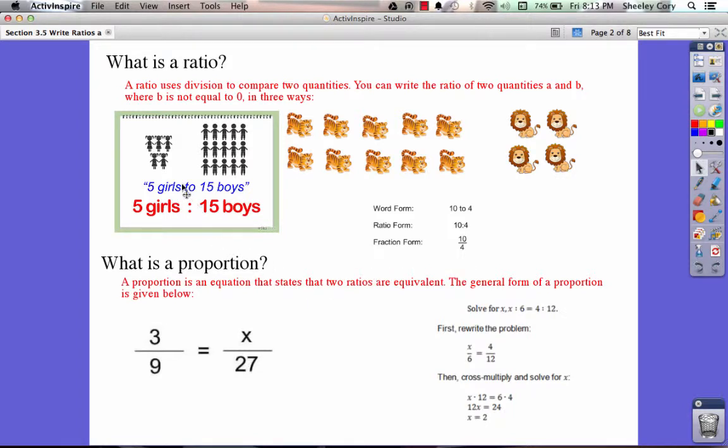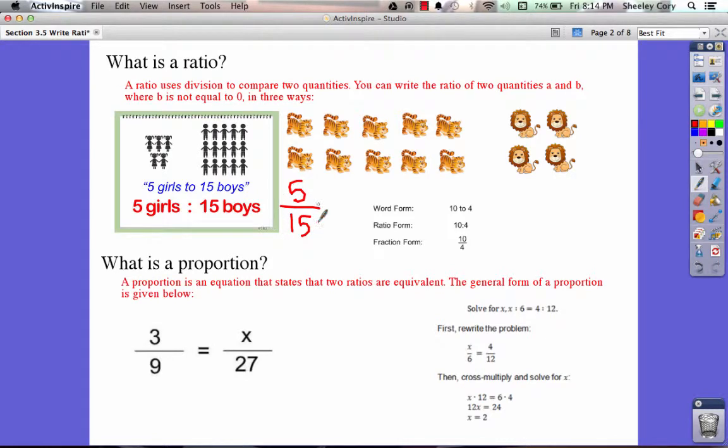So if you look at our example here, we have 5 girls and 15 boys. We're going to compare these girls to these boys using a ratio. So we're going to use division to compare these girls to these boys. So in this figure we have 5 girls to 15 boys. So we can write it 5 to 15, or we can write it as 5 over 15 as a fraction.